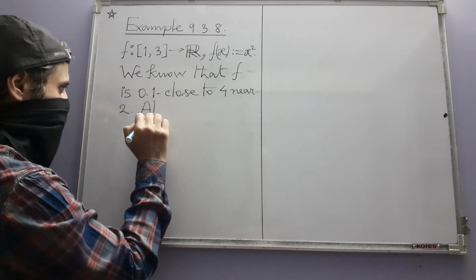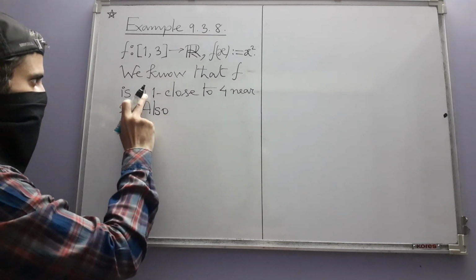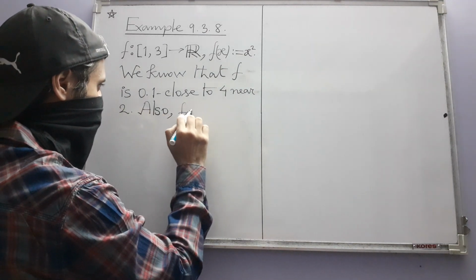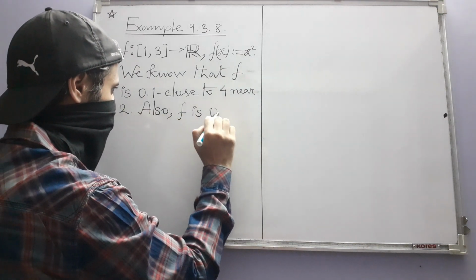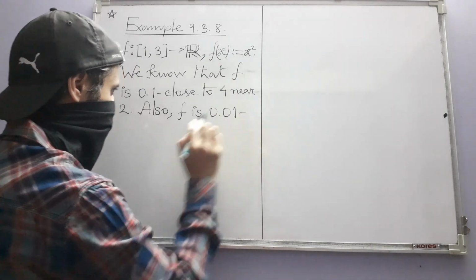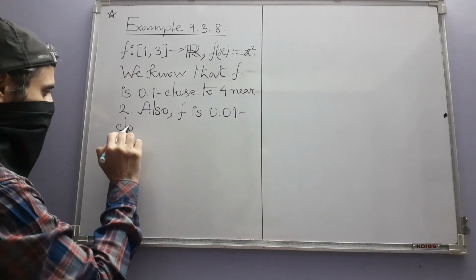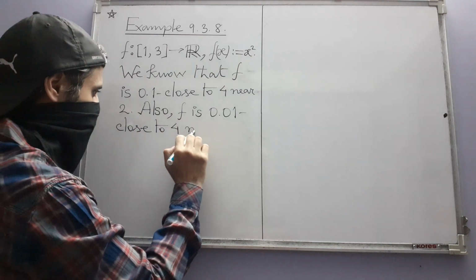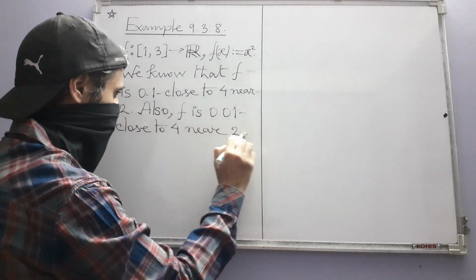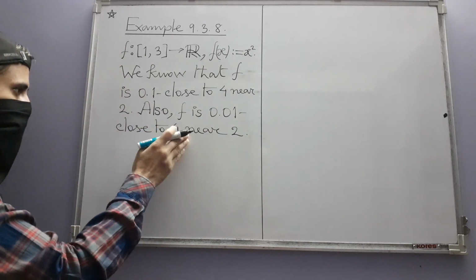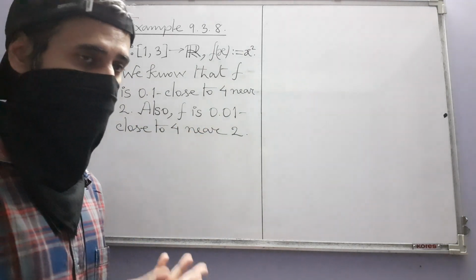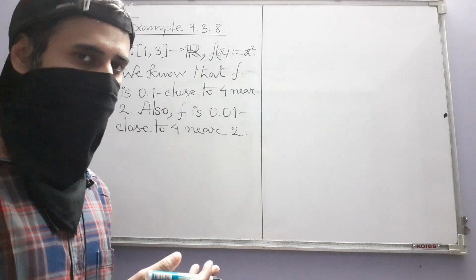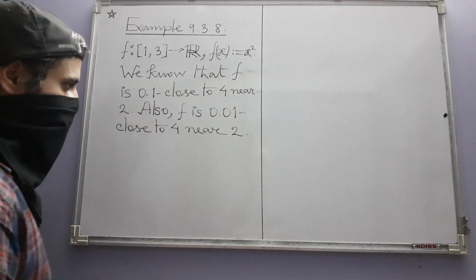Also, one can reduce this number further. f is 0.01 close to 4 near 2. So to show this, to show that this is also true, you need a new value of delta, a new one which is different from the previous one.